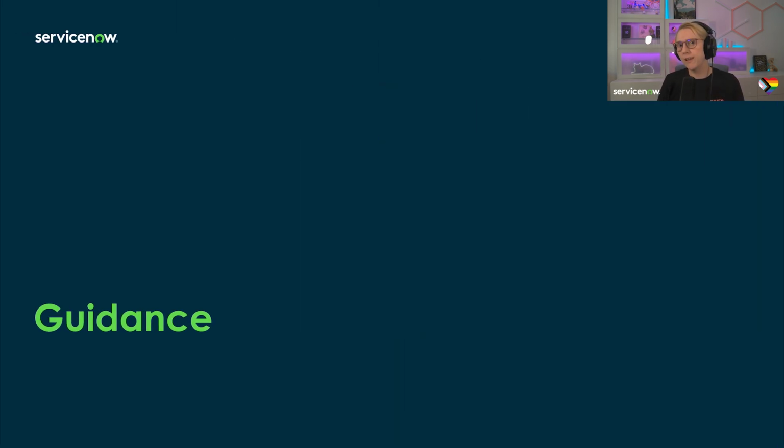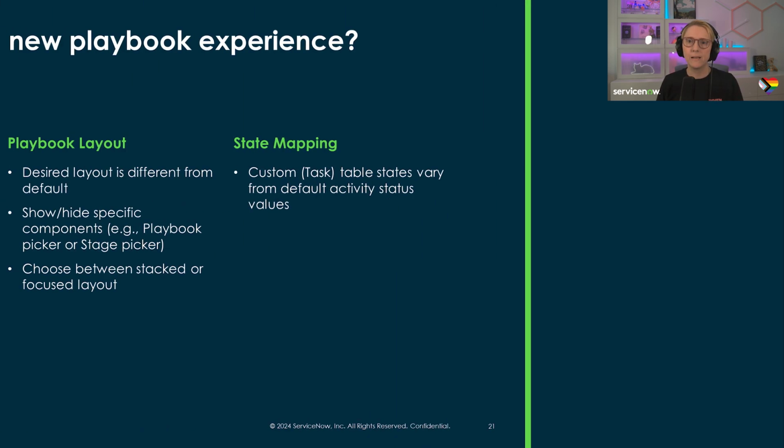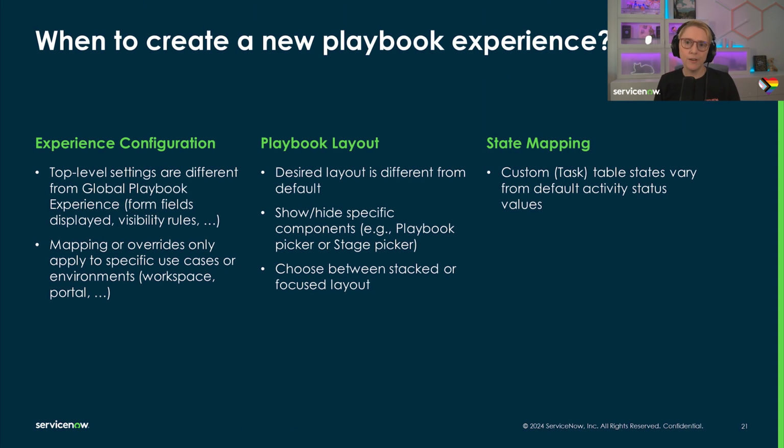Before we head over to the hands-on demo, we'll go through some general guidance around creating any of these custom configurations. As a general rule, you want to create your own experience if any of the settings do not serve your business. For experience settings, this means things like overriding the default layout, showing or hiding the stage or activity picker, or specifying the visibility of activities and stages. State mappings are useful to tie task status fields to activity state values.